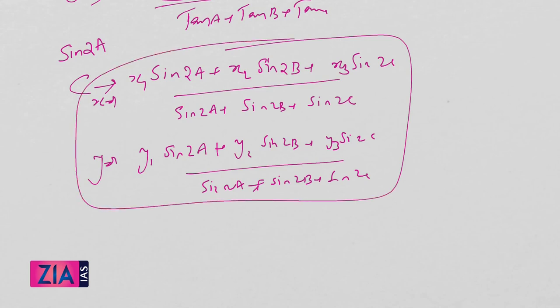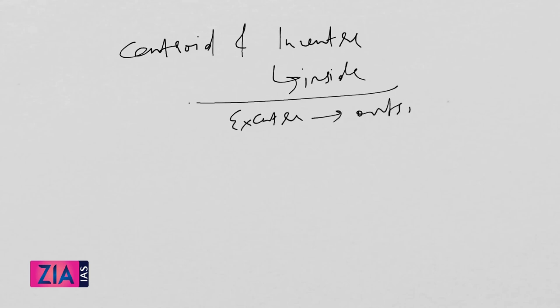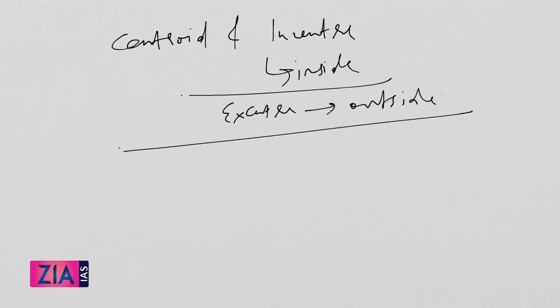I hope you understood all the five centers that we have discussed. We started with centroid, then incenter, then the three excenters, then orthocenter, then circumcenter. Now one important result that you can remember is that centroid and incenter are always inside the triangle. Excenter is always outside. So you shouldn't have any confusion with respect to these three centers. But what about orthocenter and circumcenter? See, orthocenter depends on the type of triangle.